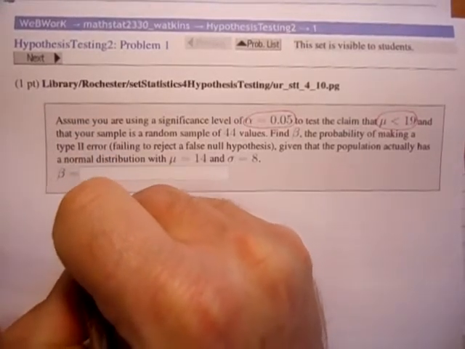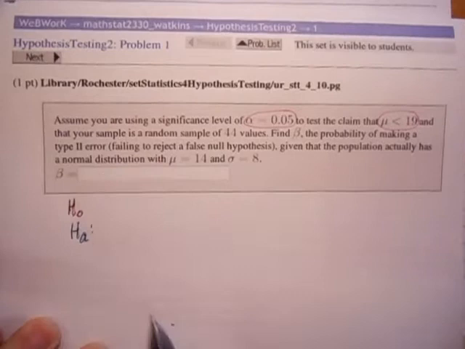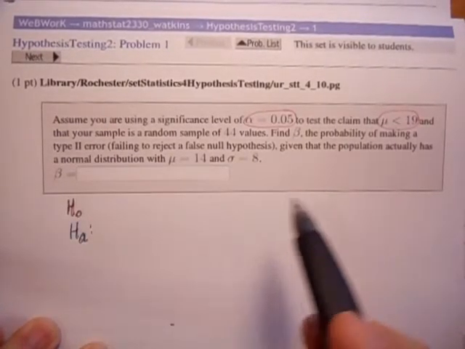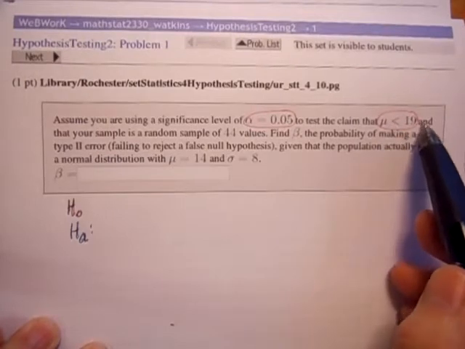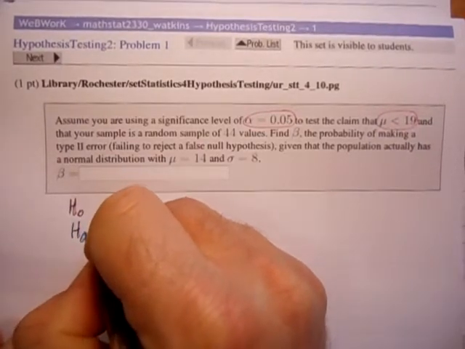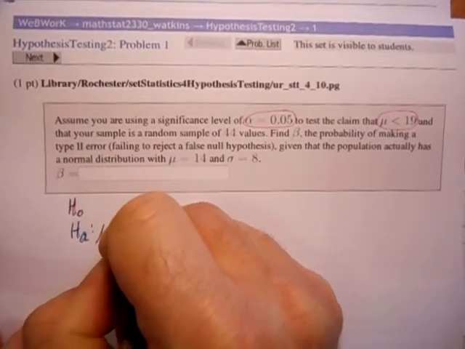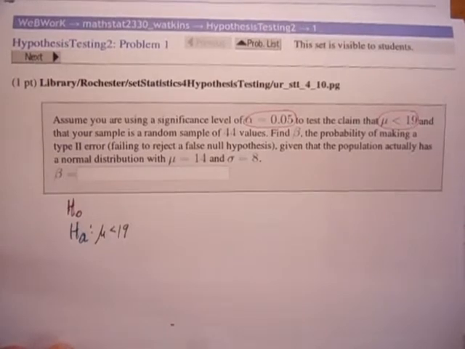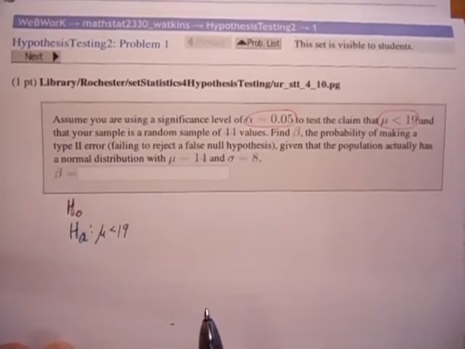And the way that you determine is that the null hypothesis always has an equal sign in it. This one does not. So that's an alternative hypothesis. Mu is less than 19. The alternative hypothesis tells us which kind of test we're doing.